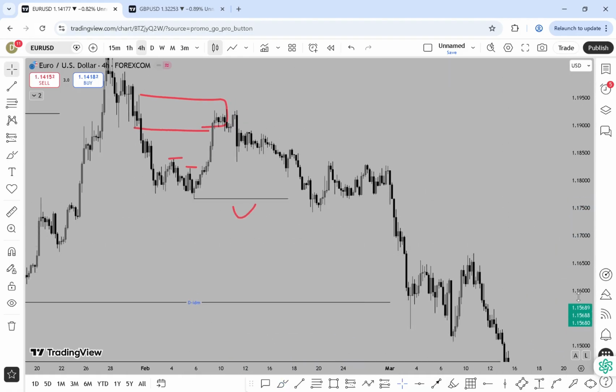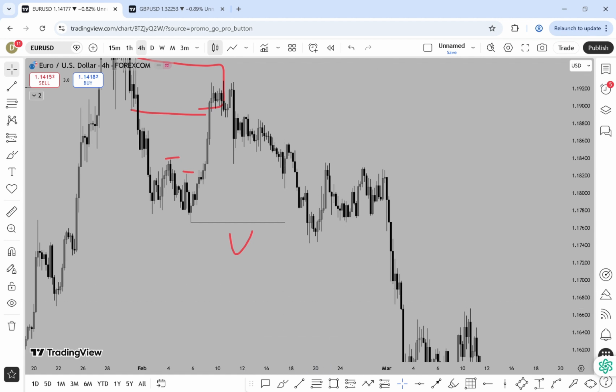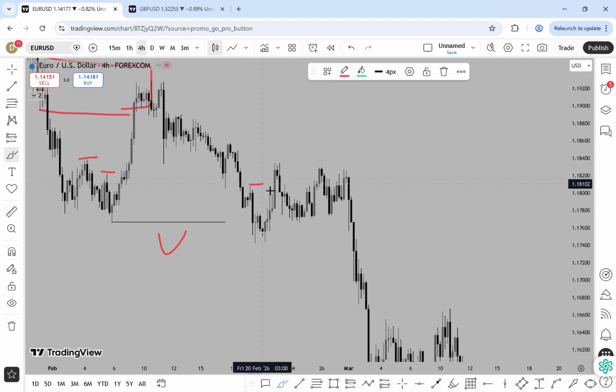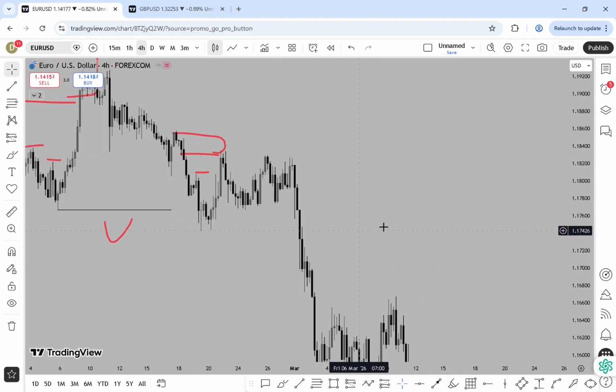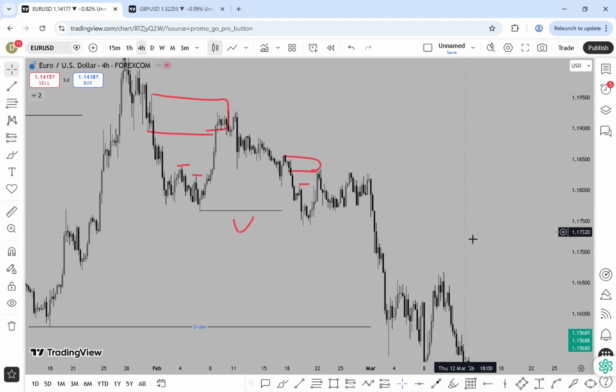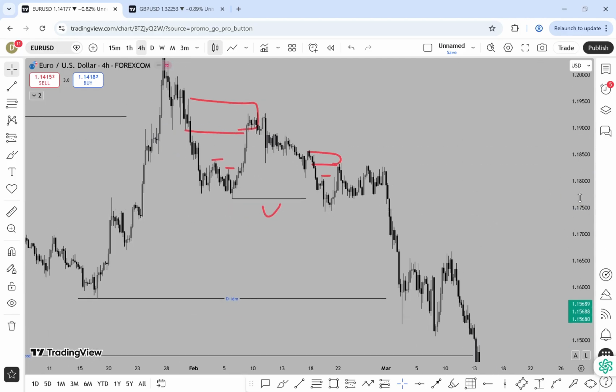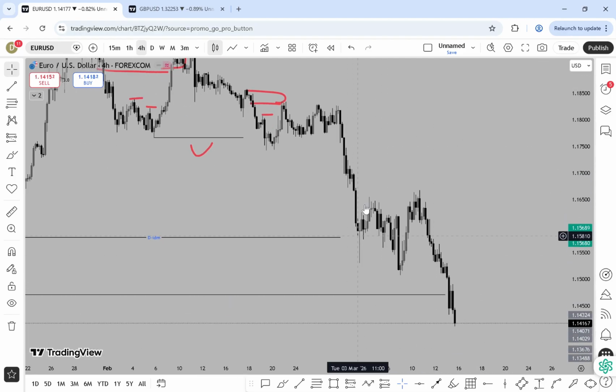After that, you can see market repeats the same process by coming back for this inducement, then market mitigates this decisional POI again, then market pushes down. So the process just remains the same. You don't need to stress yourself once you understand this concept. And in this case, you can see market pushed back.